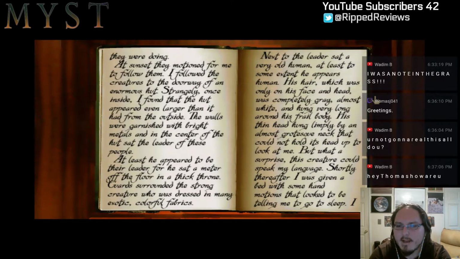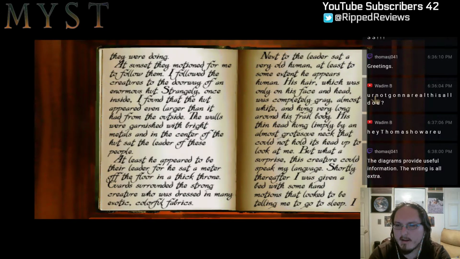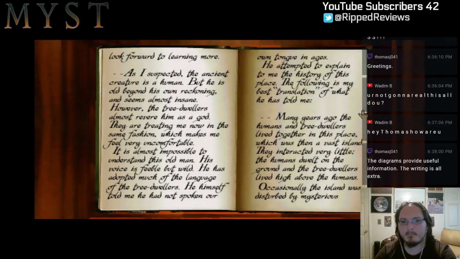hold its head up to look at me. But what a surprise, this creature could speak my language. Shortly thereafter, I was given a bed with some hand motions that looked to be telling me to go to sleep. I look forward to learning more.